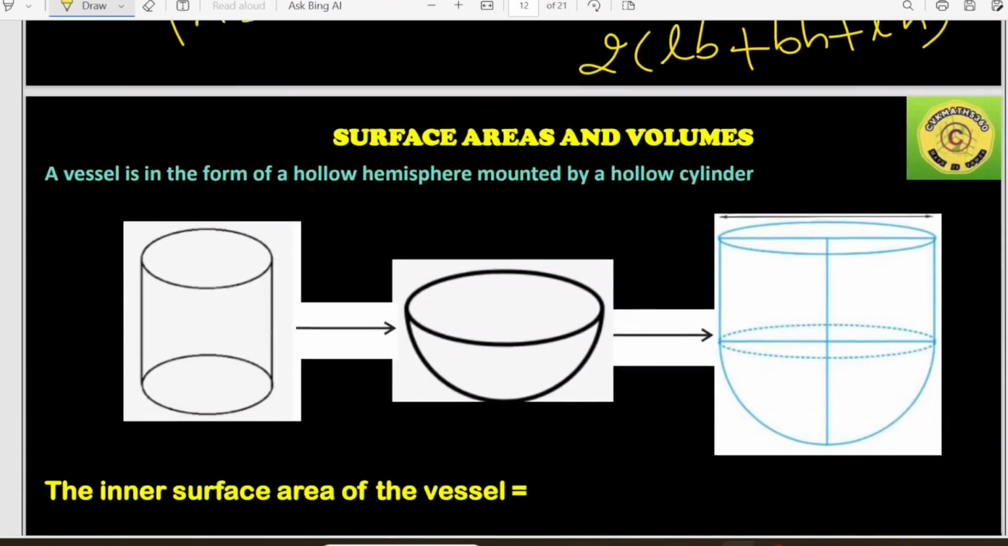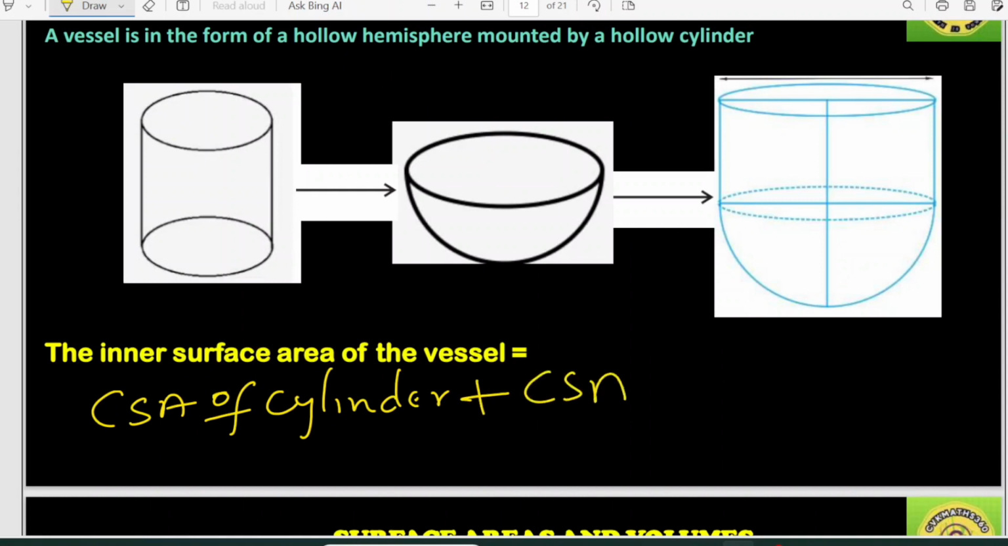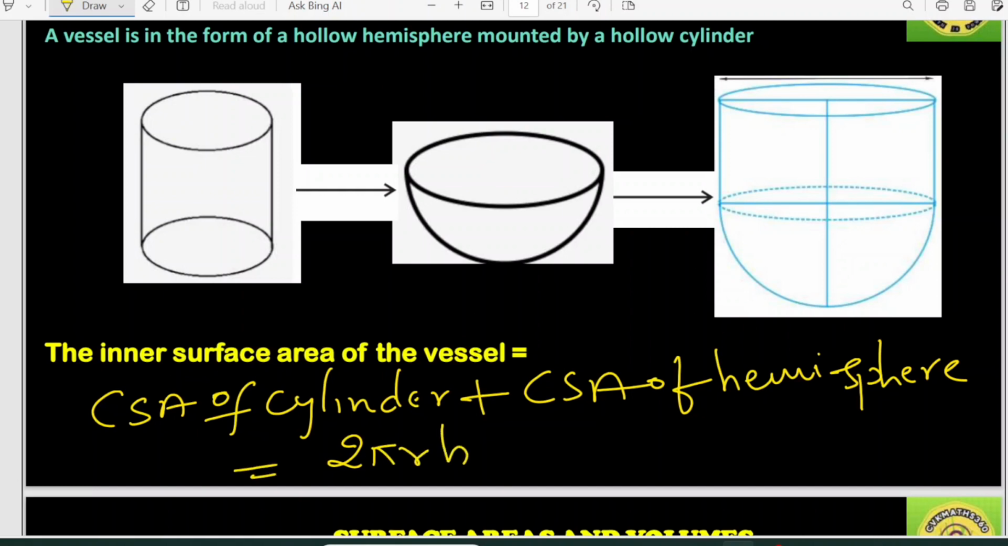Next combination is the cylinder and hemisphere combination. So what is the total surface area? Same: CSA of cylinder plus CSA of hemisphere. I think you have understood everything now. CSA of hemisphere, so 2 pi r h plus 2 pi r square. The same thing. Next combination.